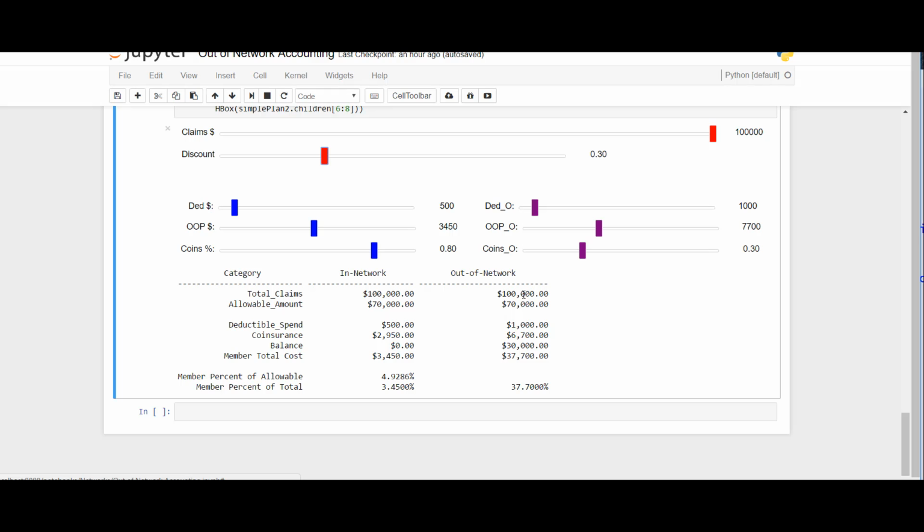So the ultimate takeaway that I really want to stress here is that it is very, very important that you stay in network. When you start hearing about medical bankruptcies, those kinds of things, I'm willing to bet 9 times out of 10 it's because there was a significant amount of out-of-network medical costs that were incurred for that person.